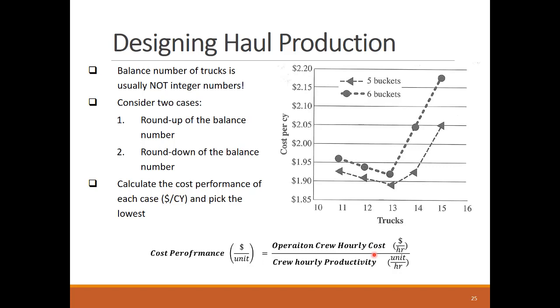This chart shows the unit cost change when considering fully loaded trucks, 6 loader buckets, or partially loaded trucks, 5 buckets. Also, we plot the different number of trucks for each loading case. We see that 13 partially loaded trucks is the best crew design as it results in the least unit cost.